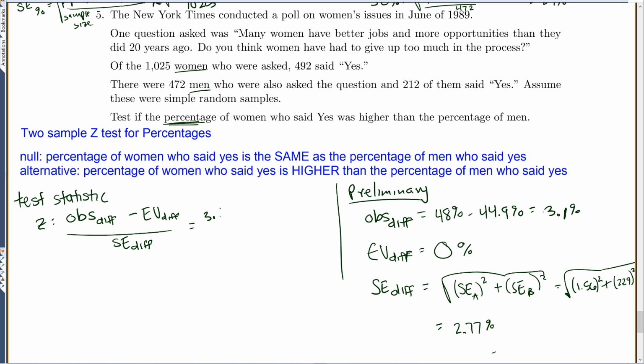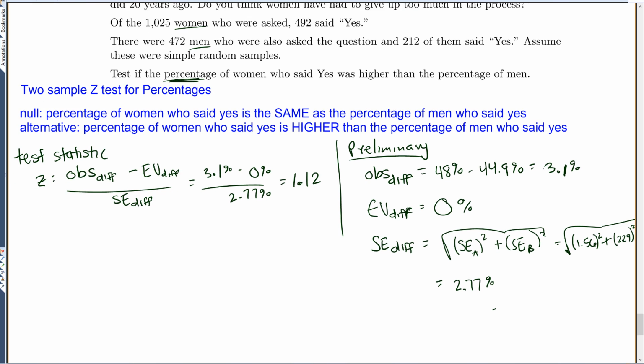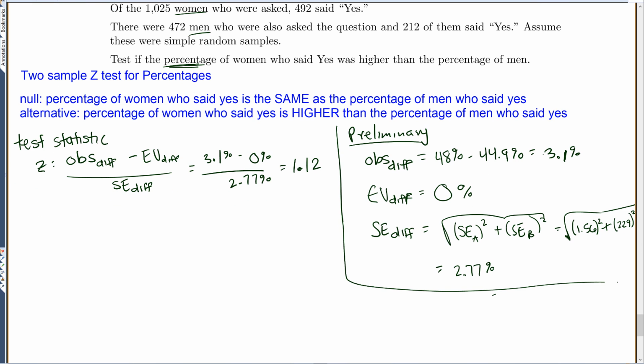So our observed difference is 3.1% minus our expected value of 0% over our standard error of 2.77%, which gives me 1.12 as a test statistic. Well, remember, a z-value just tells you that that is 1.12 standard errors from your expected value. And we always expect to be about 1 or 2 standard errors off, so that's probably not too surprising. That's probably possible. I would probably guess this is going to be a big p-value. But let's find it to be sure.